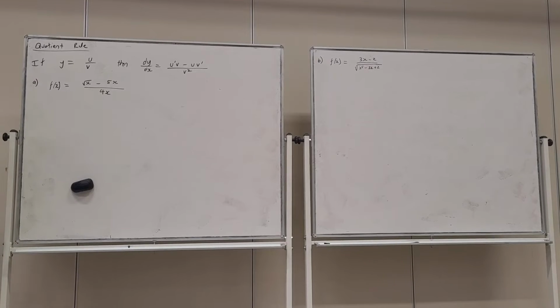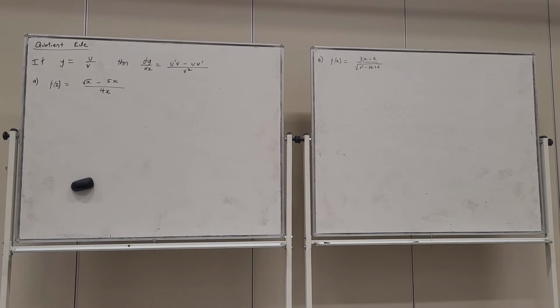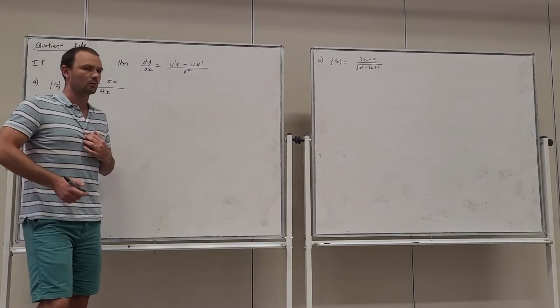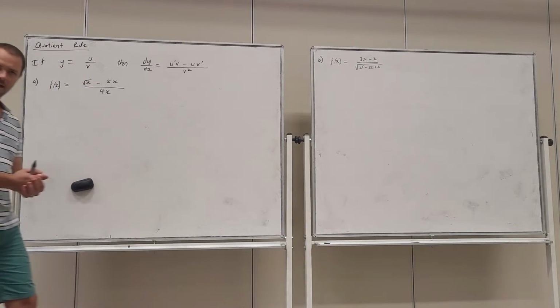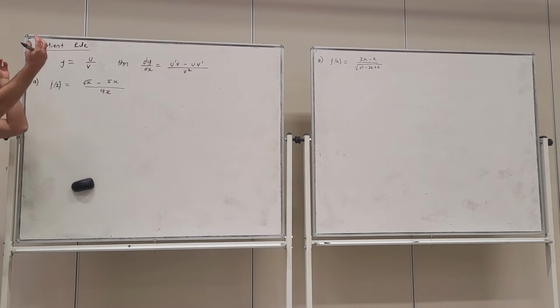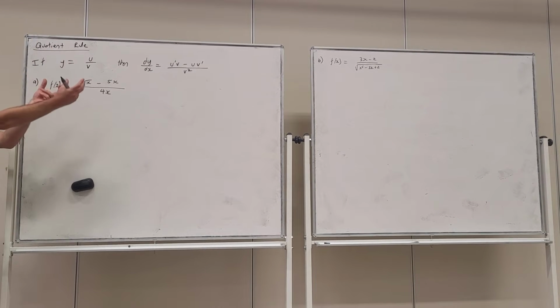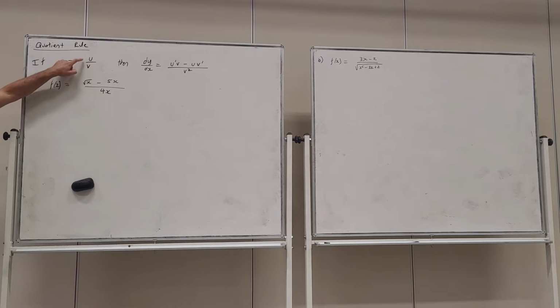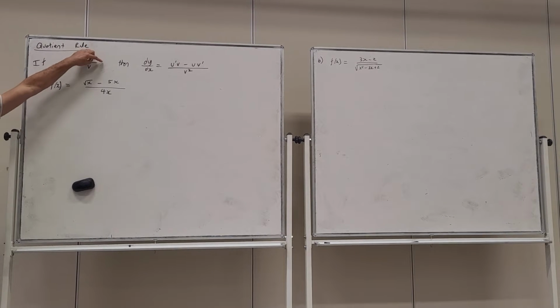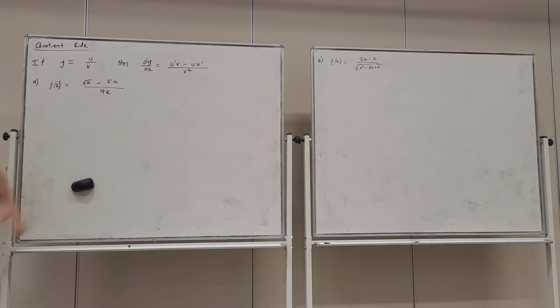Quotient rule. Okay, so this follows directly on from the product rule. In fact, later on this lesson we will use the product rule to prove the quotient rule. And so we use the product rule when we want the derivative of a function that we're multiplying. Here you can see we're dividing. So we need to recognise there's a function at the top and a function at the bottom.